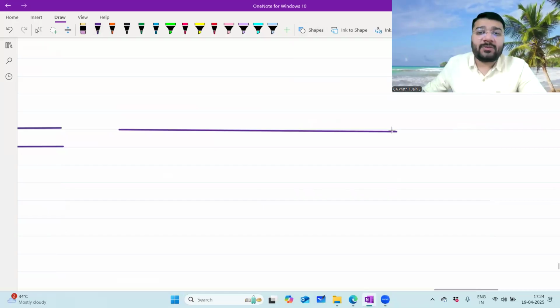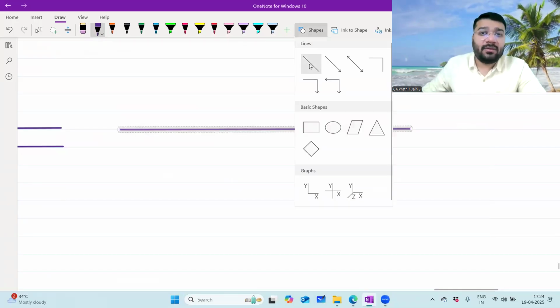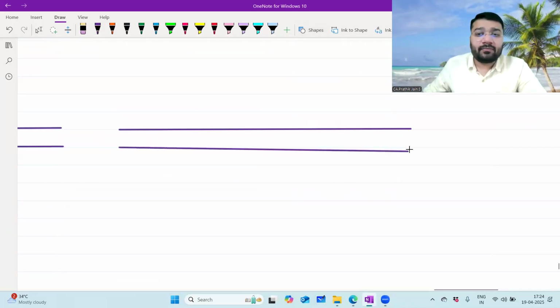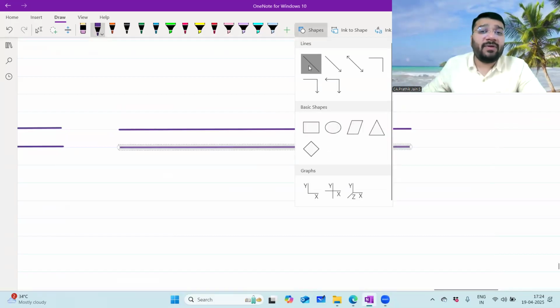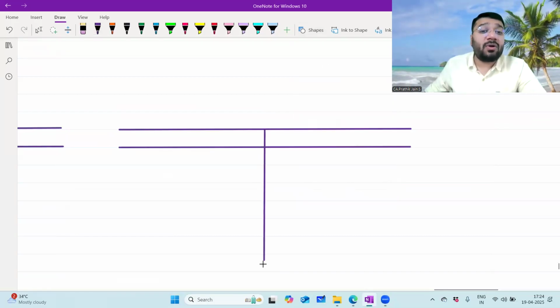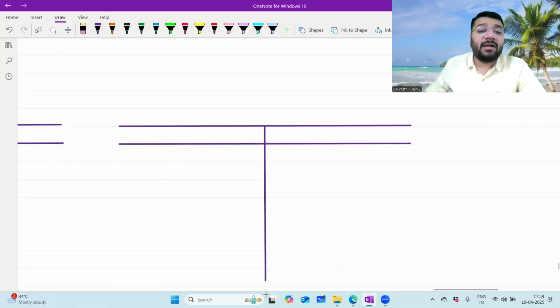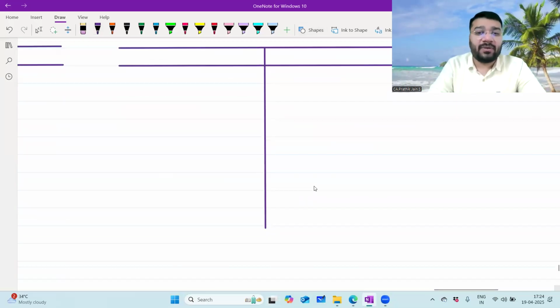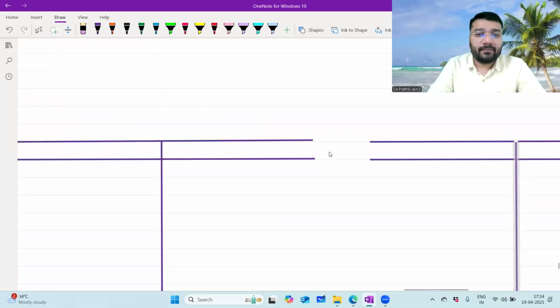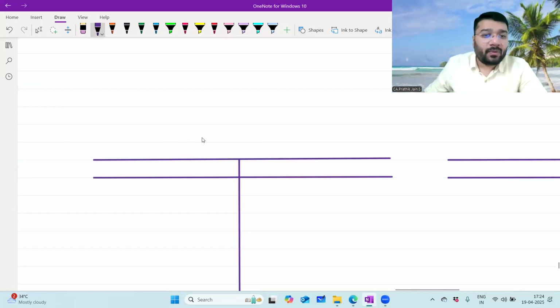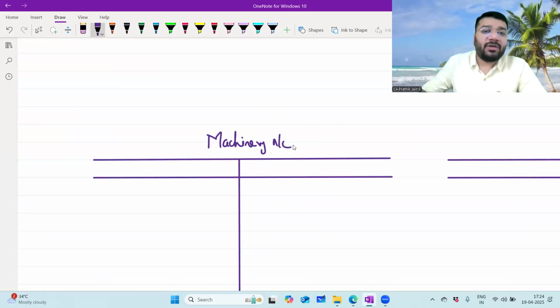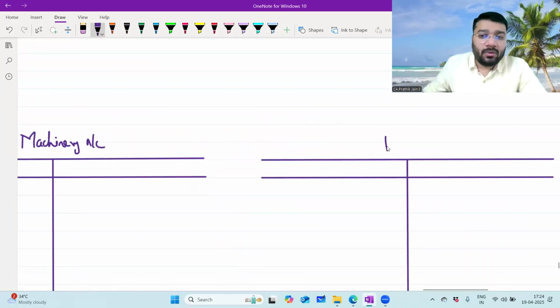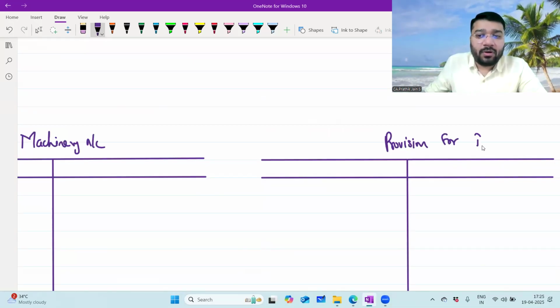I know that all of you have studied this properly in the foundation, but still, we have to do a quick recap. Because while doing the full-fledged question, we may not have time to sit and discuss the concept there. So I'm just doing a warm-up here so that in the main questions, you can do it very fast along with me. Machinery account, provision for depreciation account.